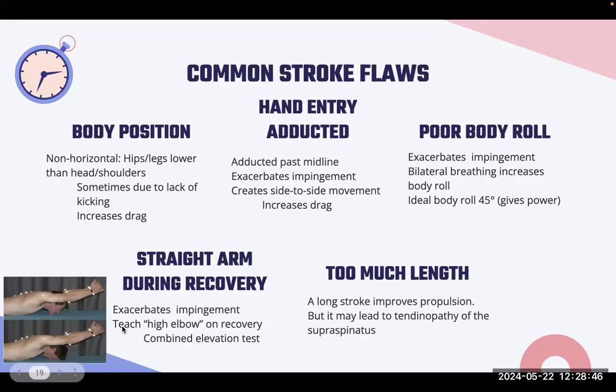And this really trains your arms to extend backwards, use your scapular stabilizers, and have a high elbow when your elbow is bent. And then too much length. So a long stroke improves propulsion, but again, that's going to stretch out your rotator cuff more. So any of these modifying factors can increase your risk for injury.